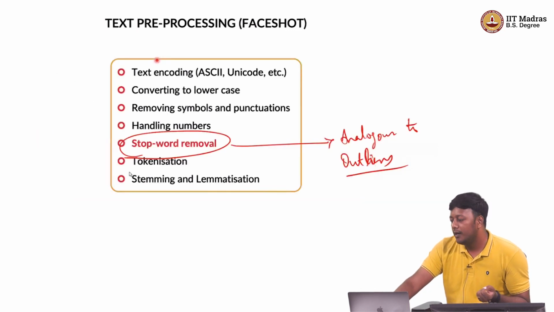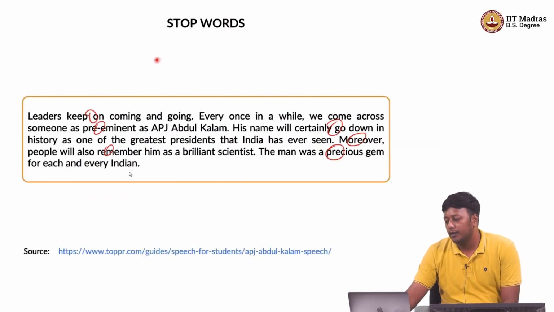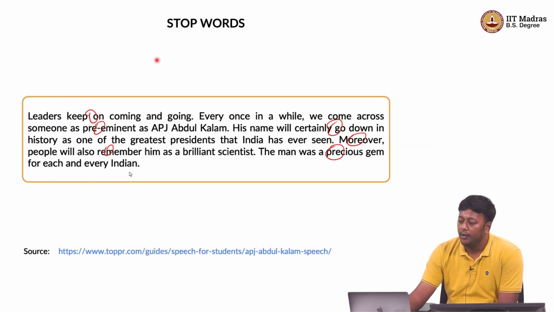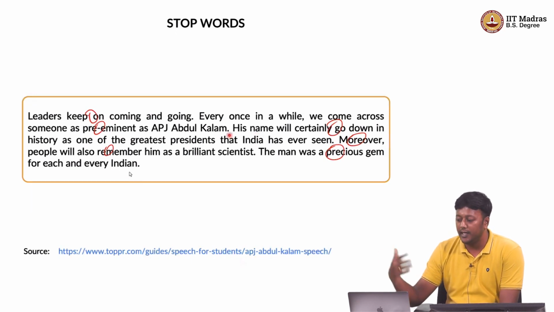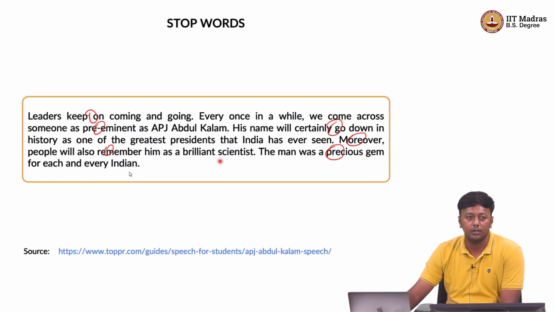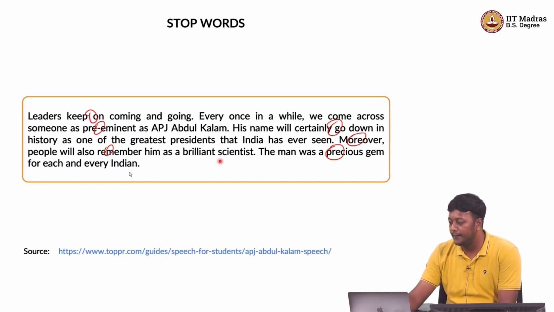Okay, so now let's go to stop words. Let's have something about Dr. APJ Abdul Kalam sir. To understand about him, do you really need to understand on, in, go? Why not? What you need is, he's a leader, he's one of the greatest presidents, he's a brilliant scientist. That's all you need. The remaining is too much additional info.